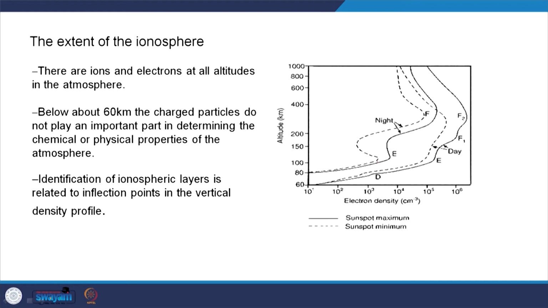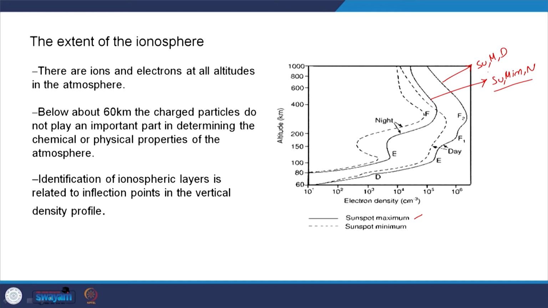And these 2 figures on the right, on the higher side of electron density, are the ones during the sunspot maximum. So during the sunspot maximum, and the dashed curves are the sunspot minima. So this is sunspot maxima and day, and similarly for the night one, this one is sunspot minima and during the night time.